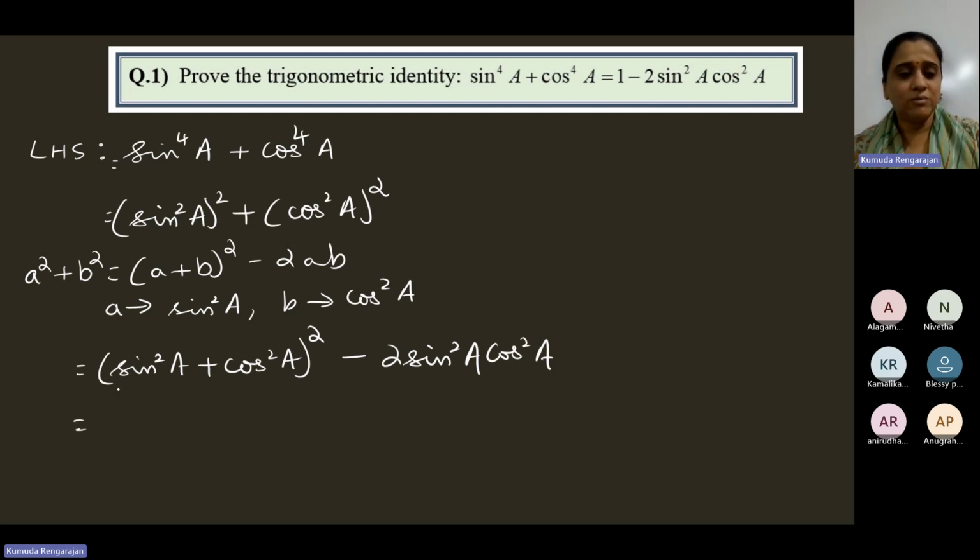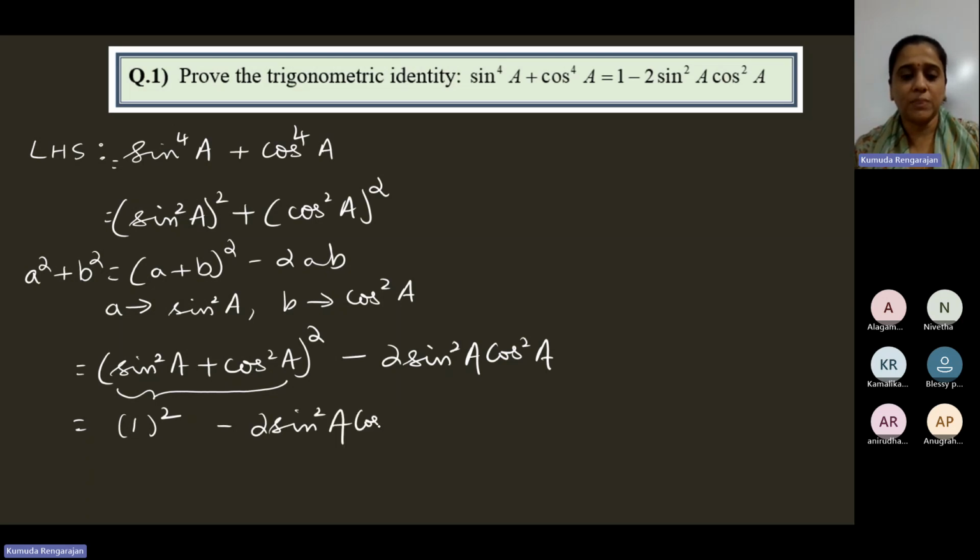Now in the bracket, what do you have? Sine square A plus cos square A. What is that? 1. And 1 the whole square minus 2 sine square A cos square A. So 1 the whole square is 1, giving 1 minus 2 sine square A cos square A, which is the RHS.